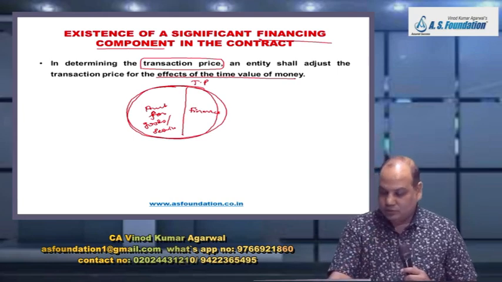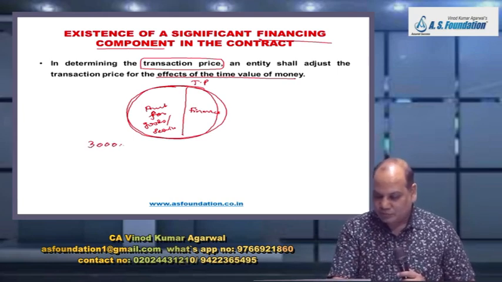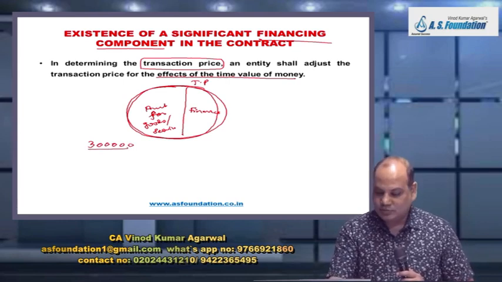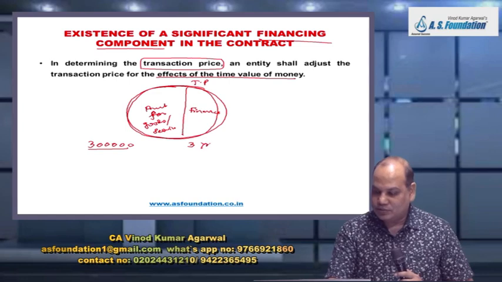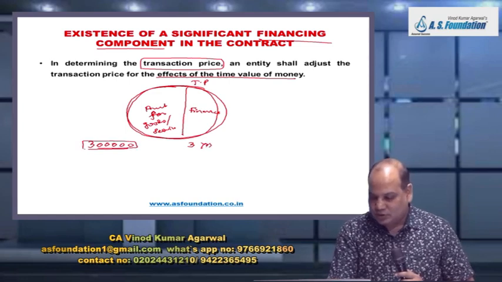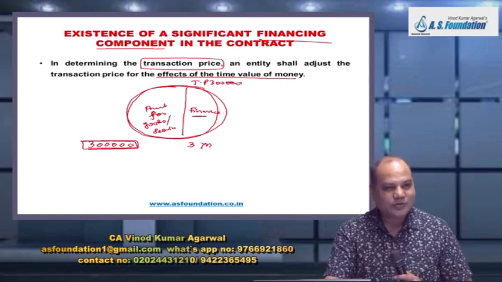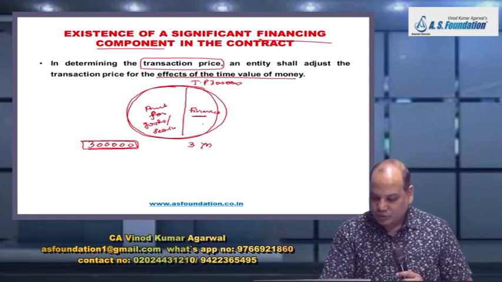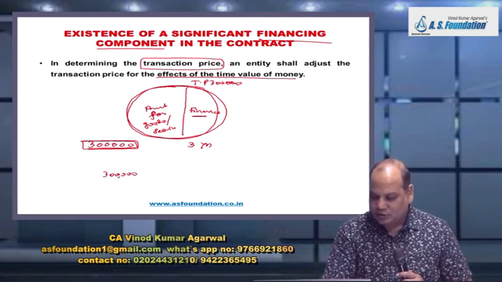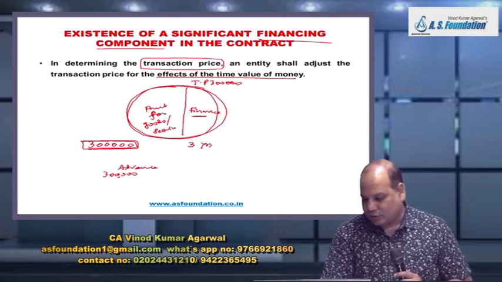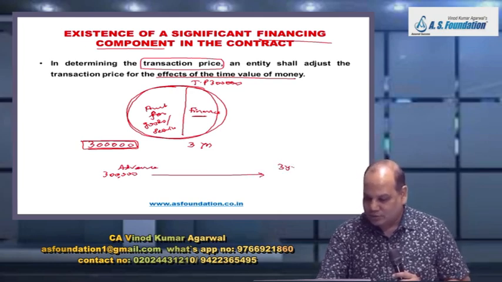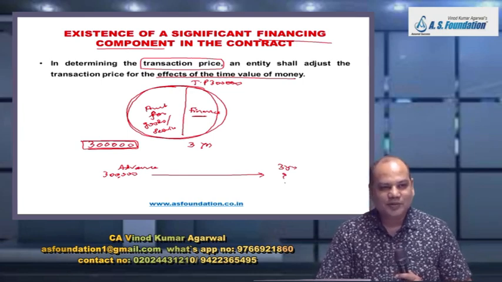Like for example, so many times we discuss: A sells goods to B for 3 lakh. B will pay after 3 years. This 3 lakh rupees includes some financing cost also. Sometimes the reverse happens. What is the reverse? The customer gives you an advance of 3 lakh today. You will deliver the goods after 3 years. Is it right? So in that case also, the transaction price is not 3 lakh.